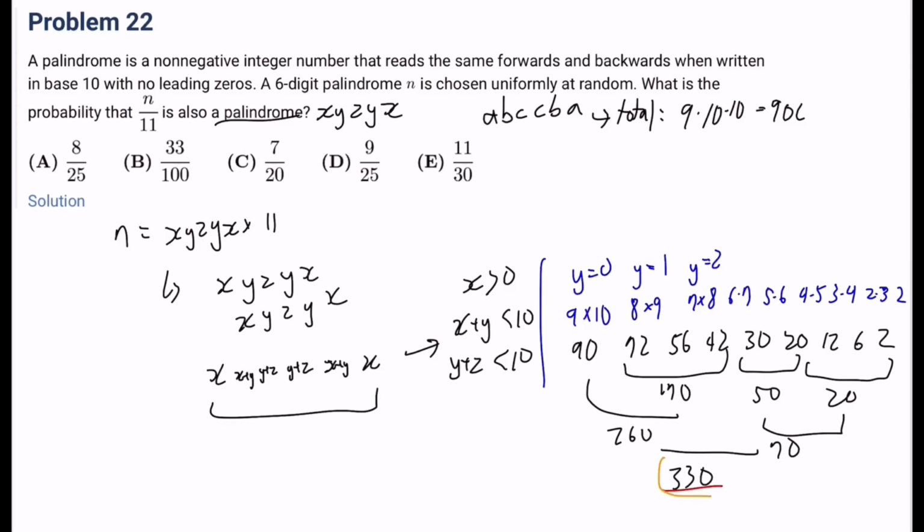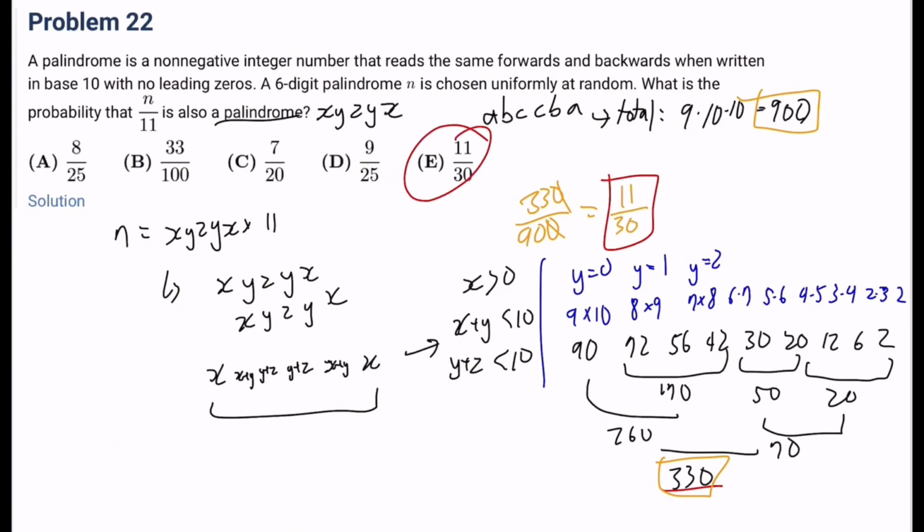So what we have to do is 330 over 900. That should be 900, like that. So 330 over 900, if we cancel out, is equal to 11 over 30. And that's our answer. It's E.